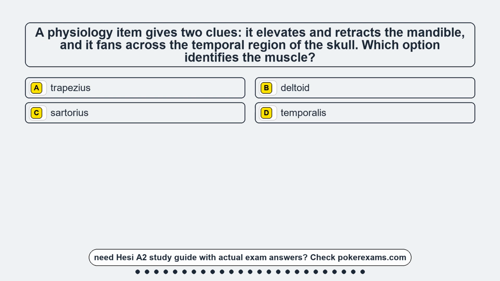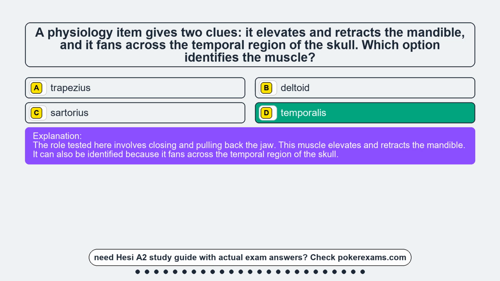Question 10. A physiology item gives 2 clues. It elevates and retracts the mandible, and it fans across the temporal region of the skull. Which option identifies the muscle? Option A, trapezius. Option B, deltoid. Option C, sartorius. Option D, temporalis. The correct answer is option D, temporalis.